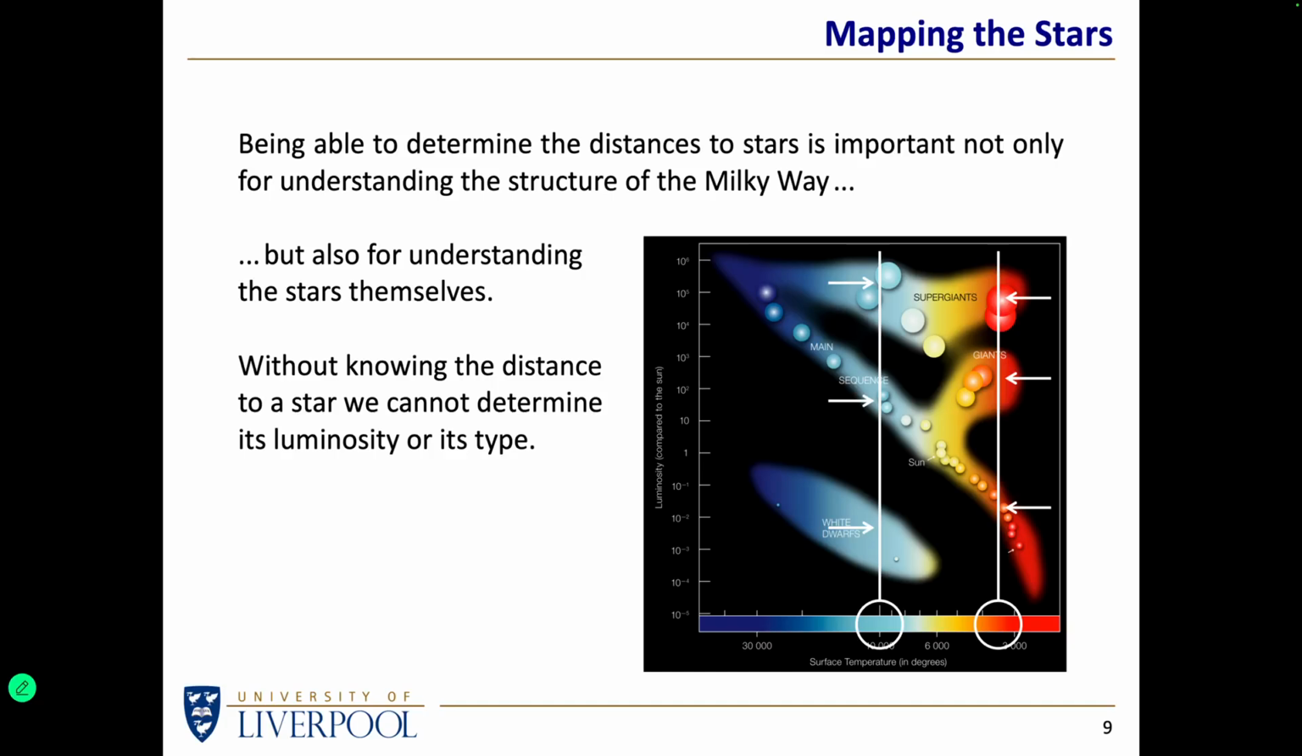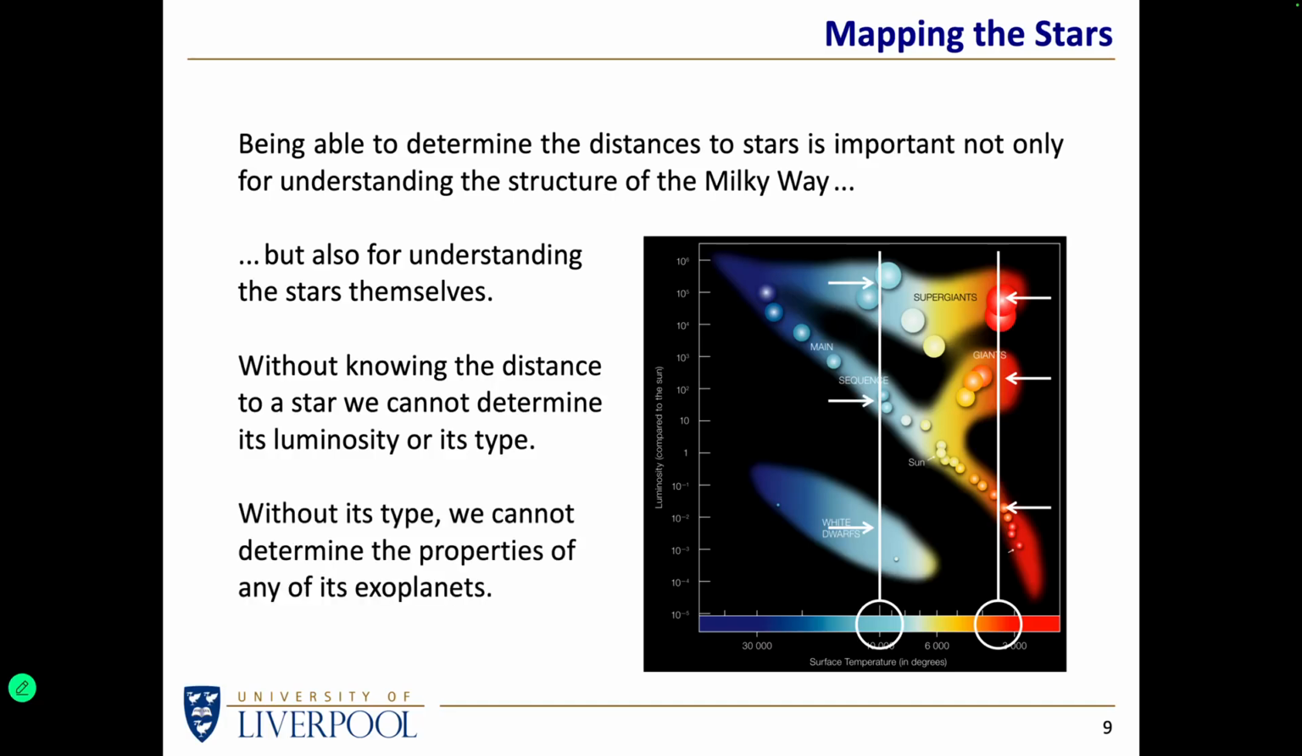And also bear in mind that if we don't know the type of star that we're looking at because we don't know its distance, then we actually don't know much about any exoplanets that might be orbiting that star. Because if you think of the techniques that are used to find exoplanets, we always find the size of an exoplanet relative to the size of its host star. And we find the mass of exoplanets relative to the mass of their host star. So if we don't know the actual luminosity or the actual type of star we're dealing with, then we actually know very little about the exoplanets that are orbiting it.